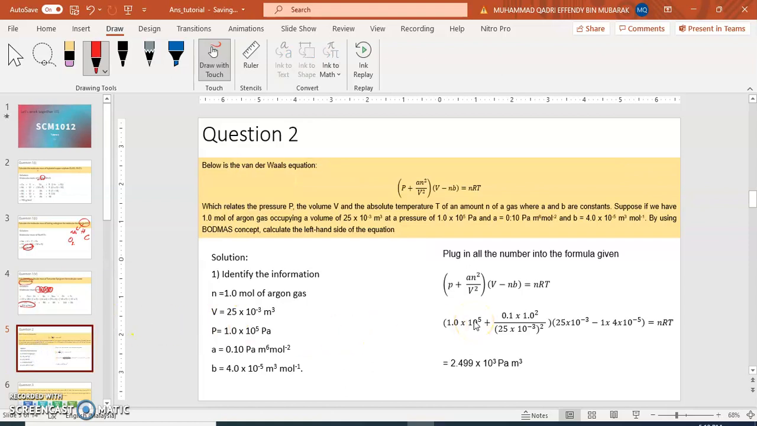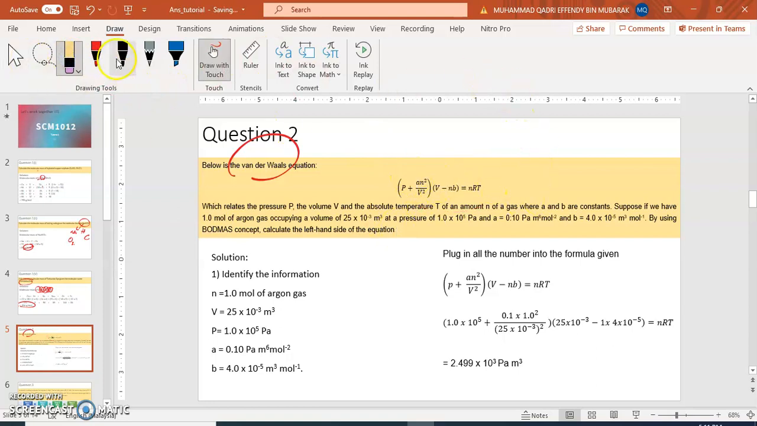For this question, it gives a van der Waals equation, which is a popular equation among chemists, where we need to use it to calculate the pressure given in the system. You will see this van der Waals equation a lot when you take a physical chemistry course.